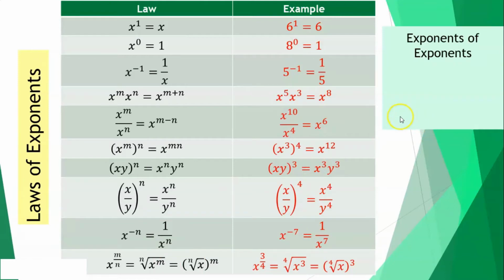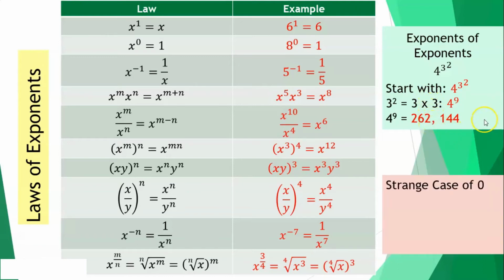Now, another important thing that we need to consider is the exponents of exponents. So 4 cubed to the power of 2, this is different from the power rule. So this is an exponent of exponents. So how to do this one? Given 4 cubed squared, take note, 3 to the power of 2, that is 9. So it will become 4 to the power of 9. And simplifying this, we will get 262,144. Again, take note, exponents of exponents is different from the power rule.